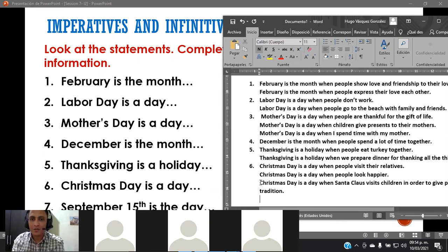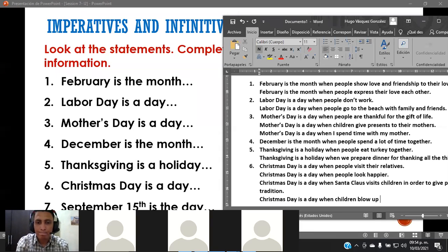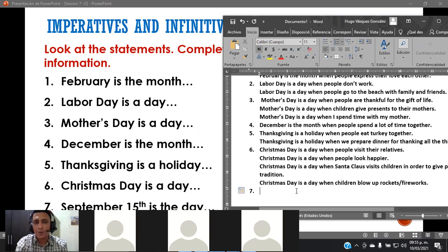Number 6. Okay. Christmas Day is a day when the kids board rocket. When kids, the children, the kid, yeah, board rocket. Or quemar. Oh, okay, I got you. Very good. When children, you can say blow up. In this case, rockets. You say rockets and fireworks. Yeah, exactly. Christmas Day is a day when children blow up rockets. Or in this case, fireworks. Fireworks is in general. We have different kinds of fireworks. Very good. For number 7, does someone have one example for number 7?